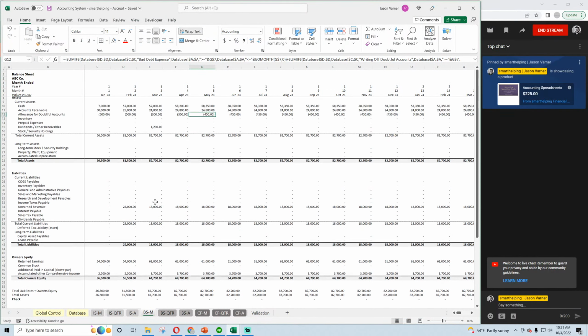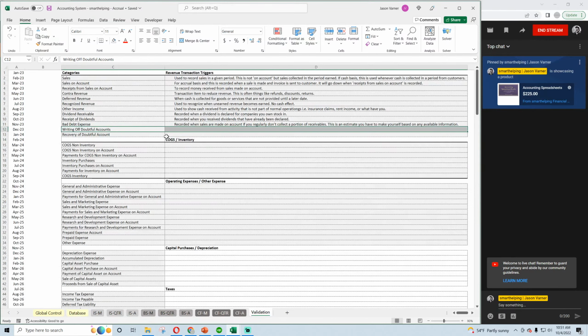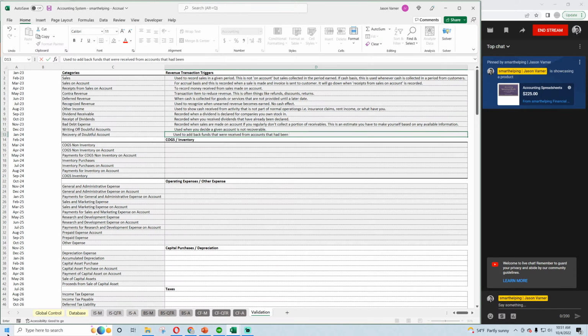Okay, so far so good. Everything's balanced through revenue. We've now hit every item. So this is used when you decide a given account is not recoverable, used to add back funds that were received from accounts that had been written off previously. All right, well, we got through all the revenue, and it took and organized this, which took 50 minutes.